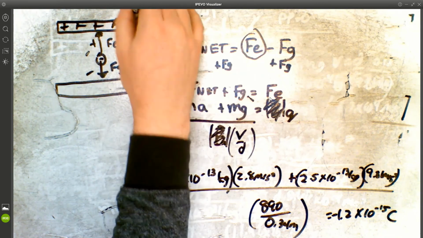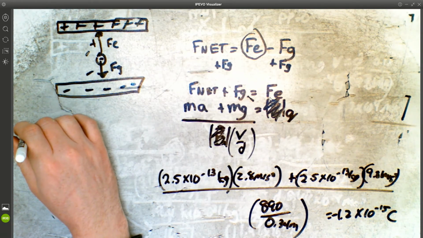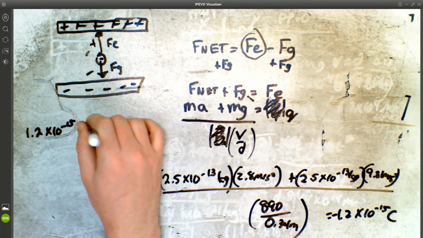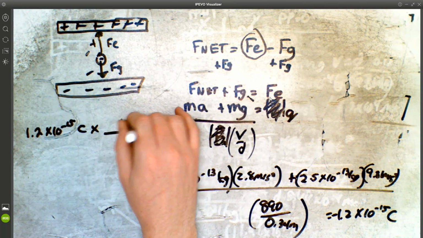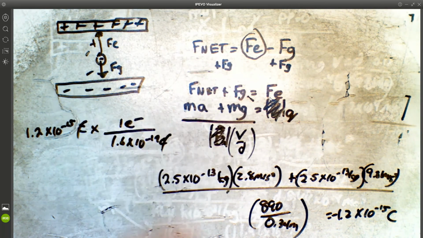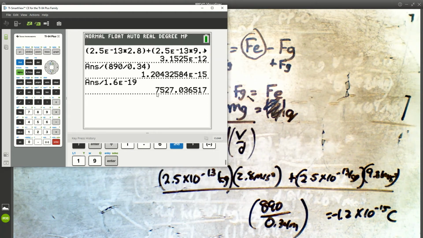This is my positive plate over here. Negative plate, but yeah, not the greatest. So to determine the number of excess electrons, what we do is we have 1.2 times 10 to the negative 15 coulombs, and we know that 1 electron is equal to 1.6 times 10 to the negative 19 coulombs. So coulombs cancel out with coulombs. That's why I put coulombs on the bottom. So we divide it by the elementary charge. So I take this, divide it by 1.6 times 10 to the negative 19. Right? And we get this.